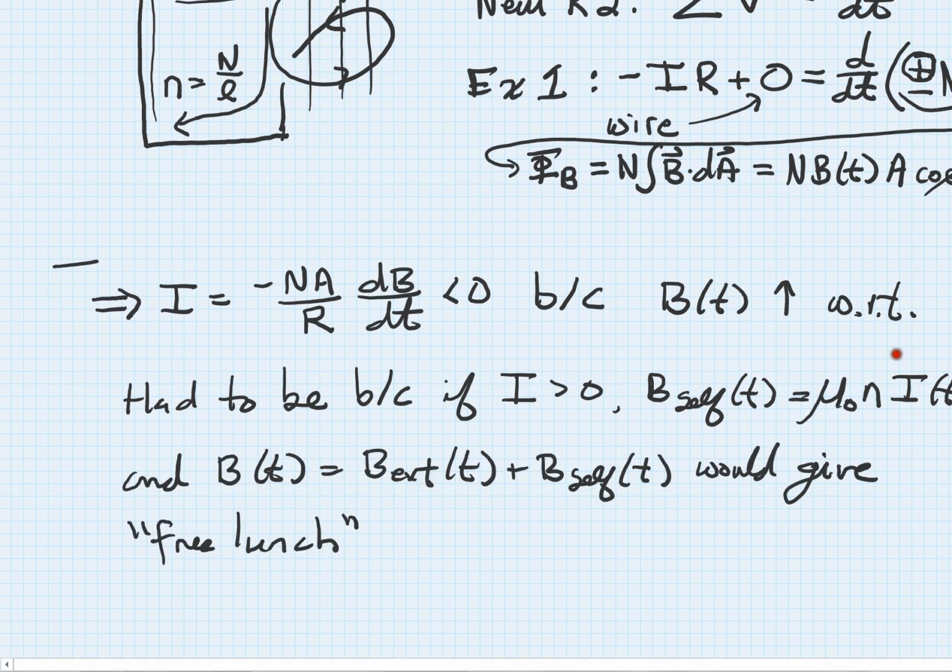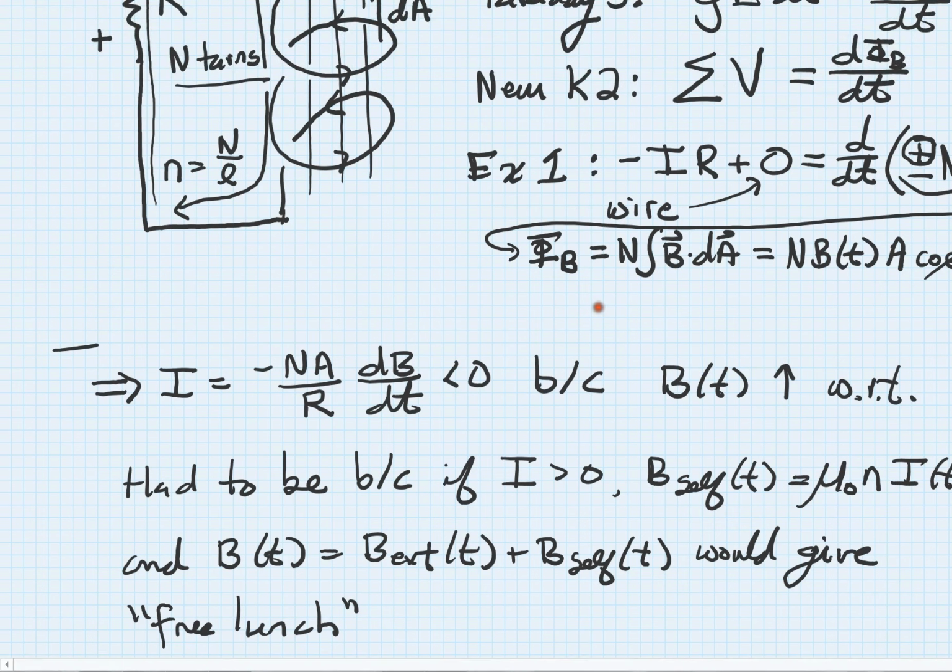And then if I were to add that self field that's upward to the external field, which is upward, I would be getting, in essence, a free lunch. This increasing field would generate currents that actually further increase it, and I would be getting energy out of this system for free. We know that that can't happen. So this result that we find for the negative current, by being very careful and tracking all of our signs very carefully, is precisely consistent with the basic facts of Lenz's law.